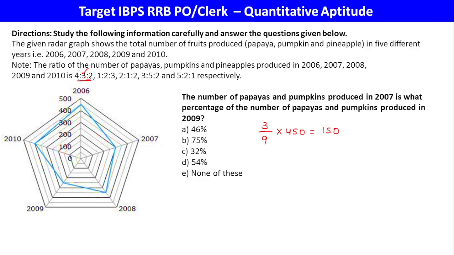Alage 2009 lo pineapple find out cheddam. 2009 pineapple. 2009 is 3:5:2. Total 2 parts find out cheyali nenu. Total 10 parts. Ee 10 parts value 2009 total value entha, which is this is 100, 200, 250. 25 2 times 50, right?